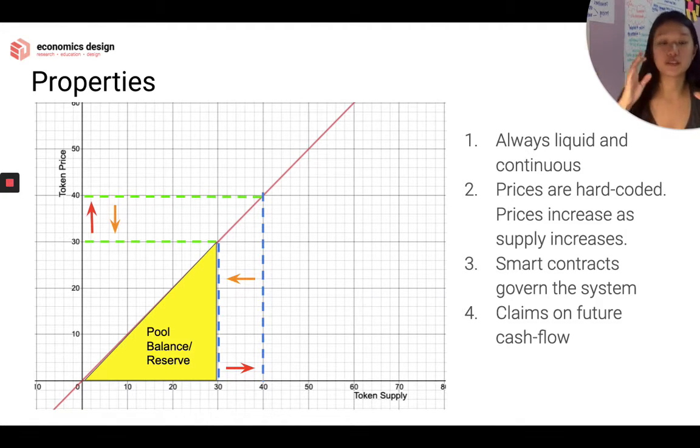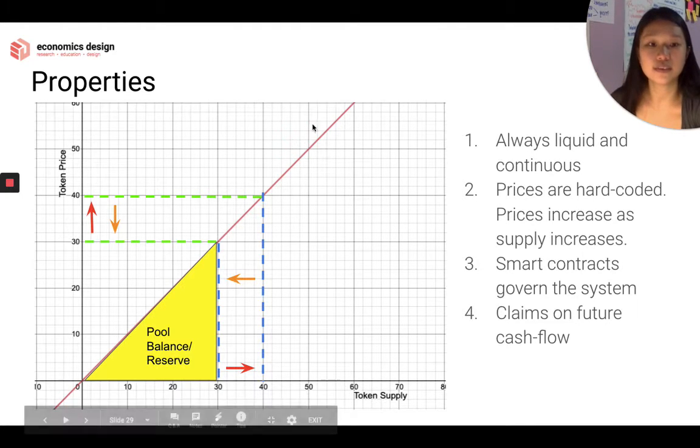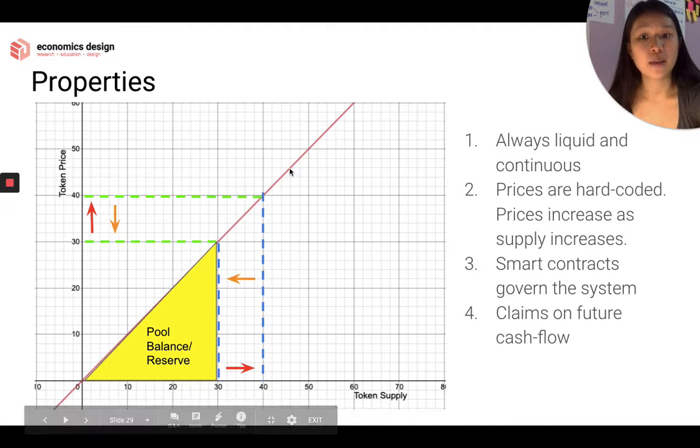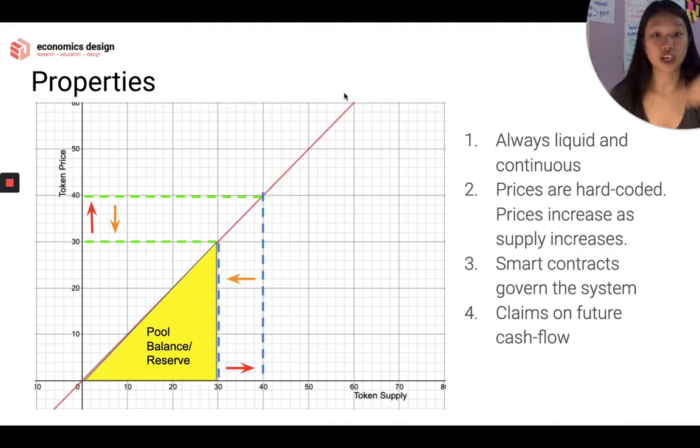And something that's very, very important is that this system allows a user who owns the token to have a claim on future cash flow. So this is a very basic, simple model. I didn't go into much detail. But basically, this pool balance and pool reserve can continue to increase when the ecosystem itself generates revenue.